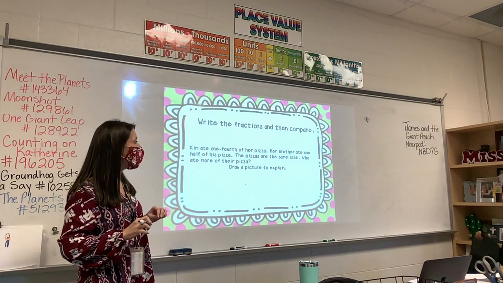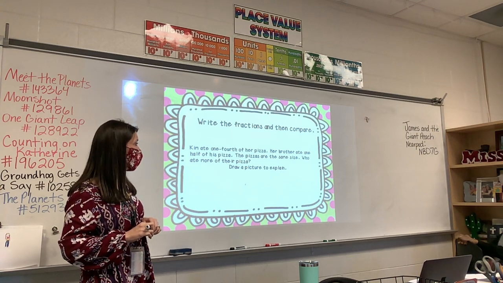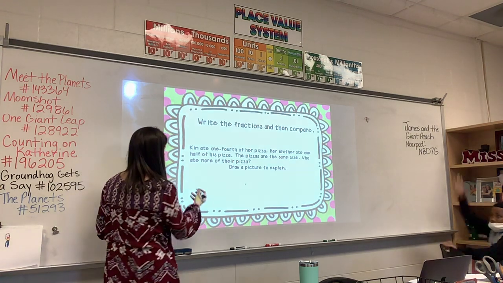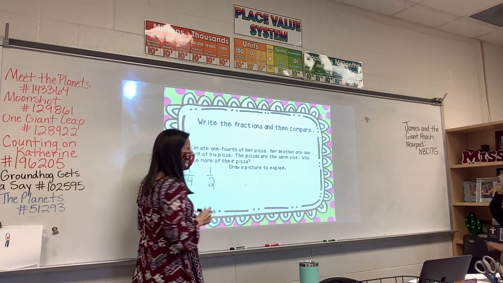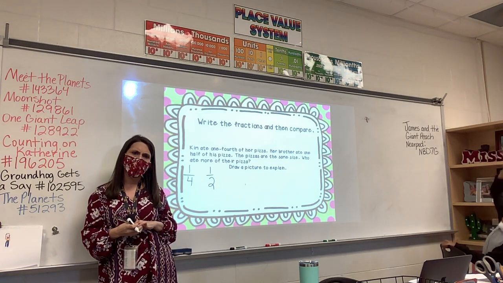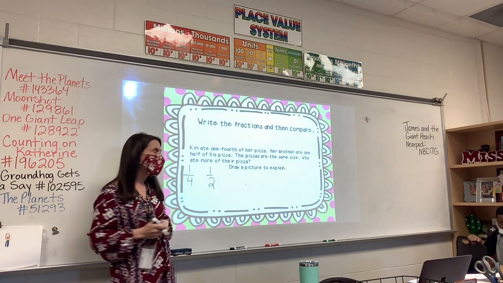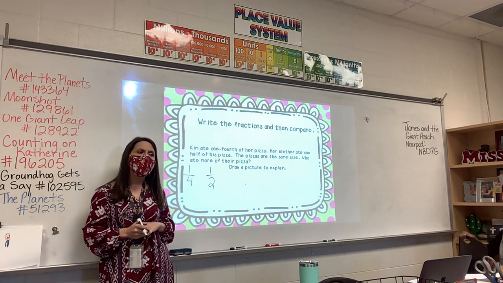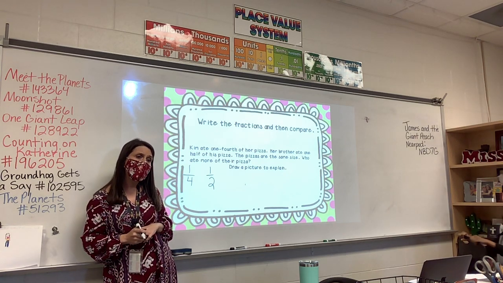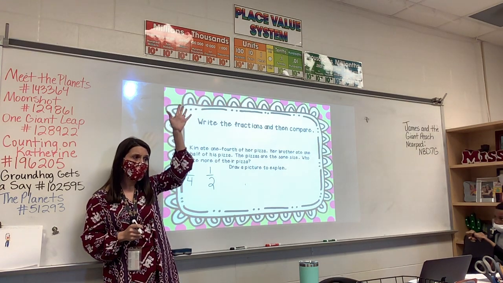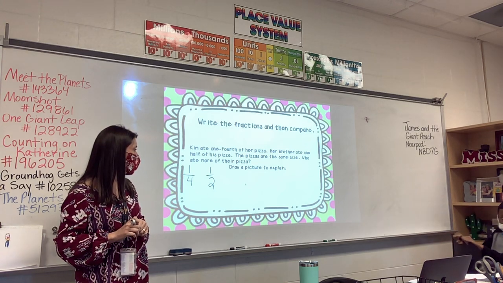Kim ate 1/4 of her pizza. Her brother ate 1/2. The pizzas are the same size. Who ate more of their pizza? So she ate 1/4. Her brother ate 1/2. Her brother ate more. Why? Because he ate 1/2. Why? Because the denominator is smaller, which makes the pieces bigger.